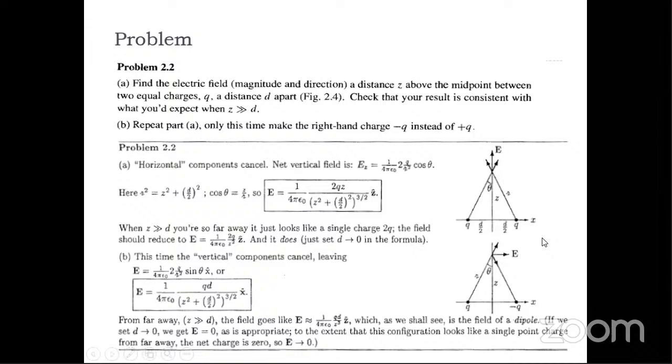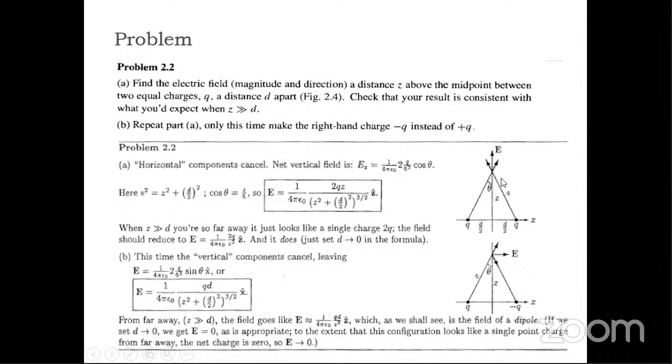And conversely, electric field is always towards the negative charge. So this electric field is away from this charge, capital Q, and this electric field is away from this charge, small q. I want to find out the resultant electric field at this particular point.